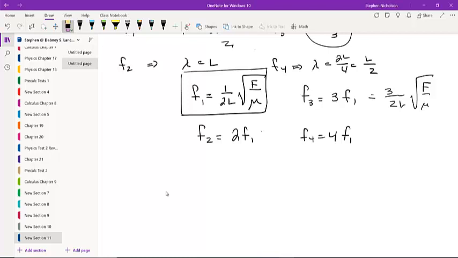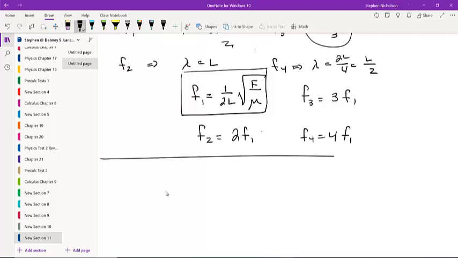think it's easier just to worry about the fundamental frequency using this equation, and then to get the higher harmonics, you just keep incrementing this multiplier by 1. This 1 times the fundamental is 1 times the fundamental. The second harmonic is 2 times the fundamental. Okay, so that's chapter 13.